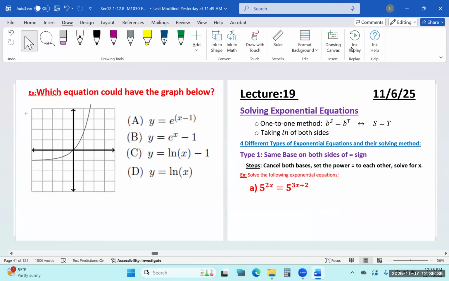Which of the equations could be the graph below? We have A, y equals e to the power x minus 1, B, y equals e to the x, and then minus 1, and C and D have no idea. So you can omit C and D because we didn't learn about those things. So the answer is between A and B. Which one do you think is the correct answer, A or B? Patamoto. B? Why do you think that?